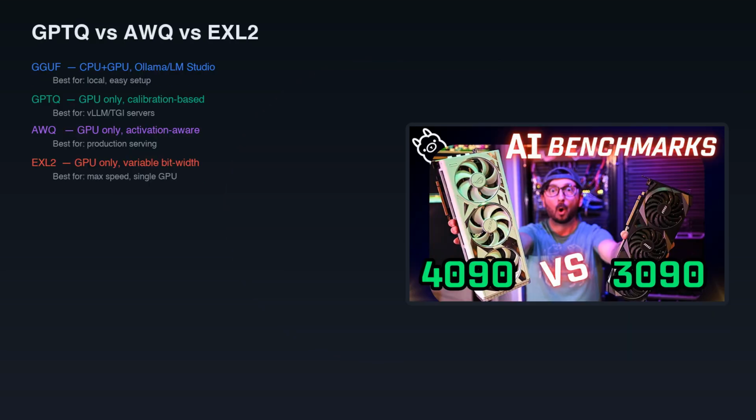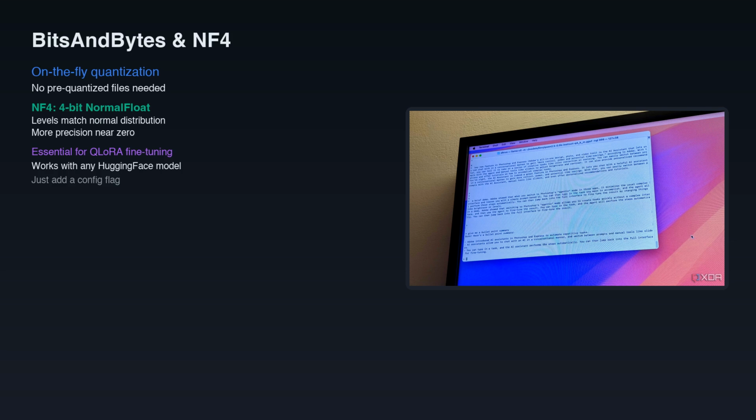Beyond GGUF, there are GPU-focused methods. GPTQ, created in 2022, quantizes weights using a calibration dataset and the inverse Hessian to minimize error. AWQ from MIT analyzes activations instead of weights, often retaining better instruction-following quality. ExLlama v2's EXL2 format supports arbitrary bit widths and is often the fastest for single GPU inference. All three require CUDA and run entirely on GPU.